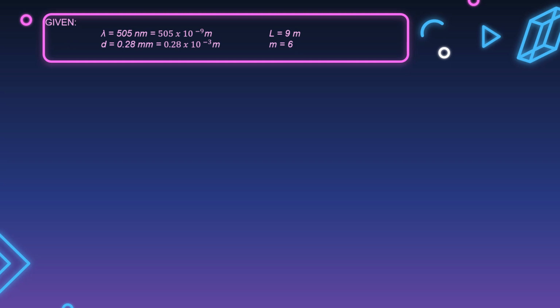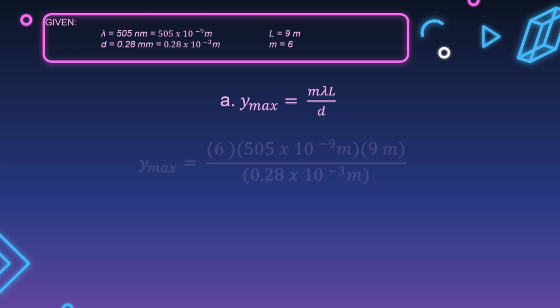And our d is 0.28 millimeter. Convert that into meters, we have 0.28 times 10 raised to negative 3. Our L is 9 meters and our m is 6. Since the problem is focused on bright fringes, our formula now is y max is equal to m multiplied by wavelength multiplied by L all over d.